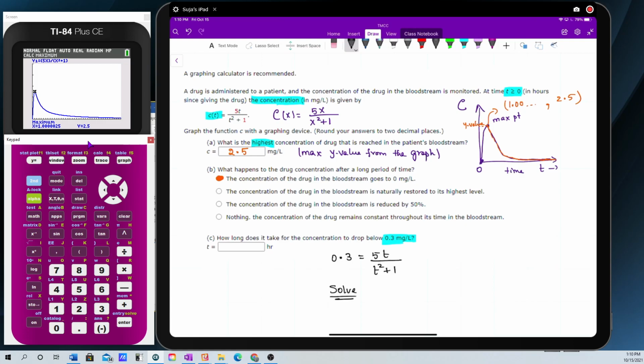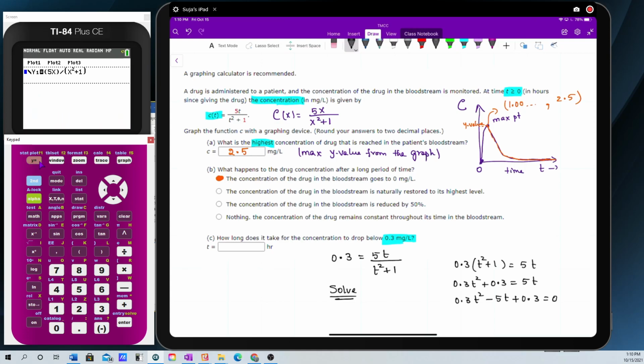If I solve it, I will go 0.3 times t squared plus 1 is equal to 5t. Now if I distribute, 0.3 t squared plus 0.3 is equal to 5t, then 0.3 t squared minus 5t plus 0.3 equals 0. It's a quadratic equation, so I have to factor, use the quadratic formula, or complete the square. This is the long way of doing it, but since I have the graphing calculator, I can graph and take the value directly from here, and I think that's easier because it's recommended in this problem, right?